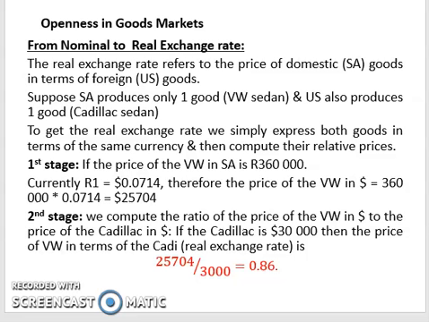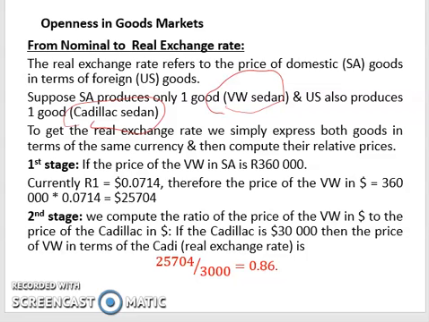So the real exchange rate refers to the price of domestic goods in terms of the foreign goods. To do so, suppose South Africa produces only one good, that is a VW sedan, and the US also produces one good, which is a Cadillac sedan. So to get the real exchange rate, we simply express both goods in terms of the same currency and then compute their relative prices. So the first step will be to take the price of the Volkswagen in South Africa, in South African rand, and convert it into the price in the United States in dollars.